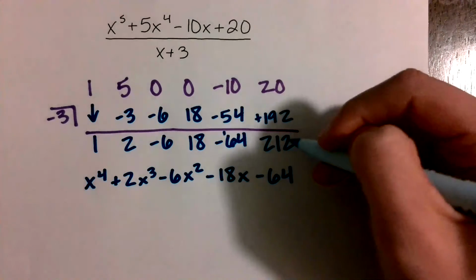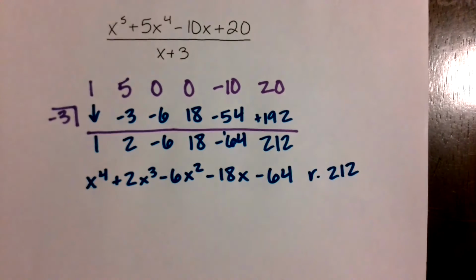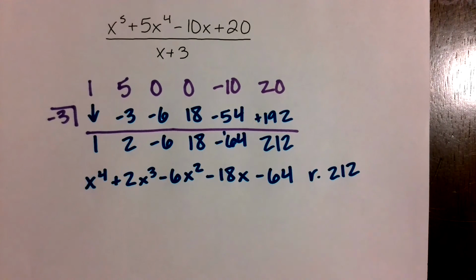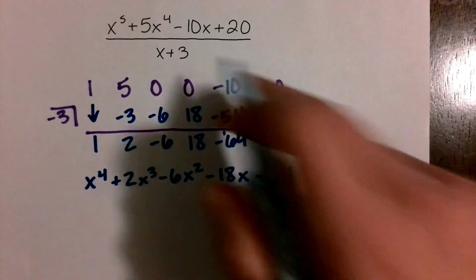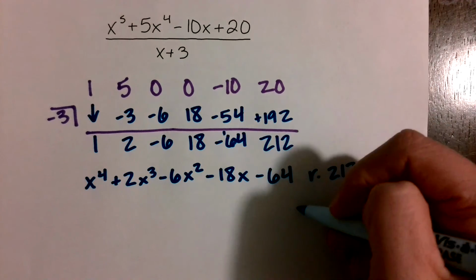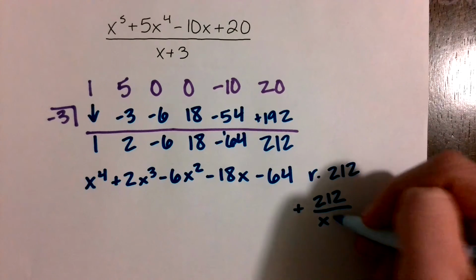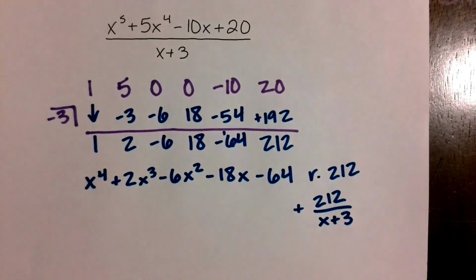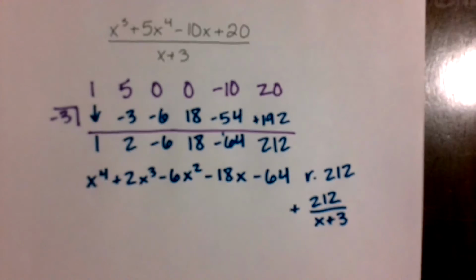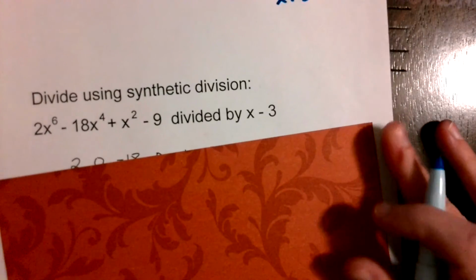Now sometimes, for me, I'm really fine with you just saying the remainder is 212. There are areas where, just like in grade school when you would divide, you would go ahead and put your 212 over what you divided by. So you could also have all of this and then technically plus a 212 over x plus 3, what you divided by. Okay. And the last one, see if you can set up and divide here.